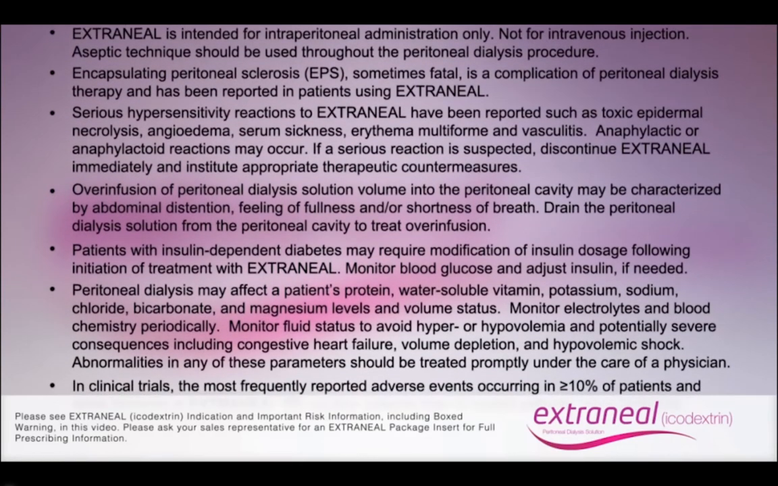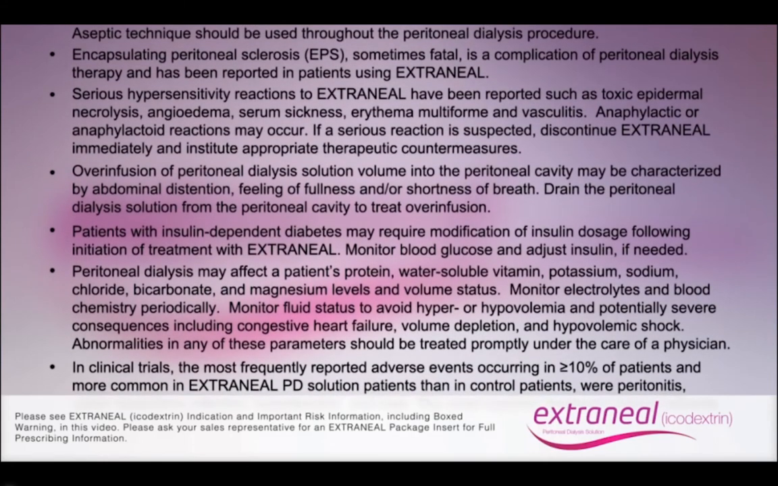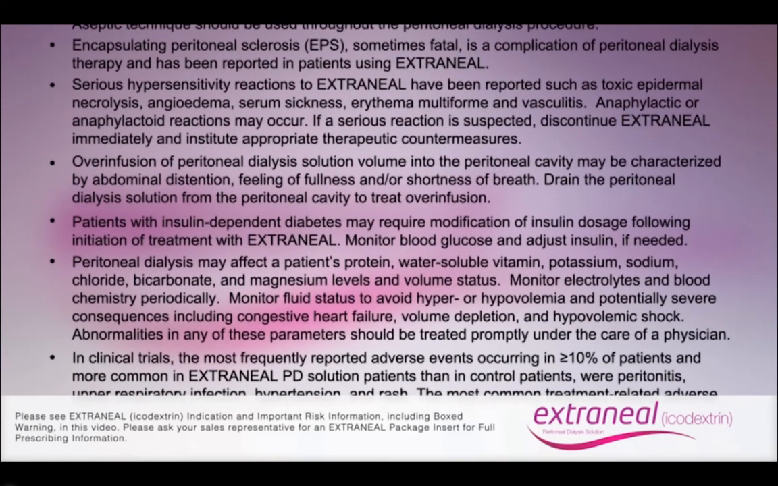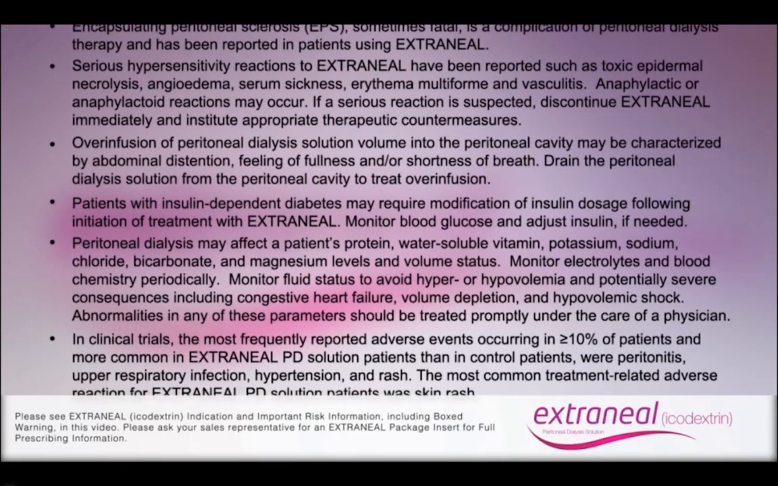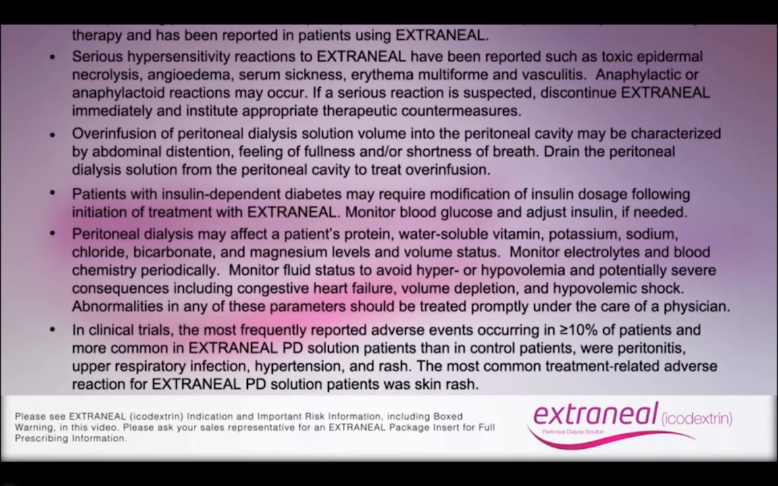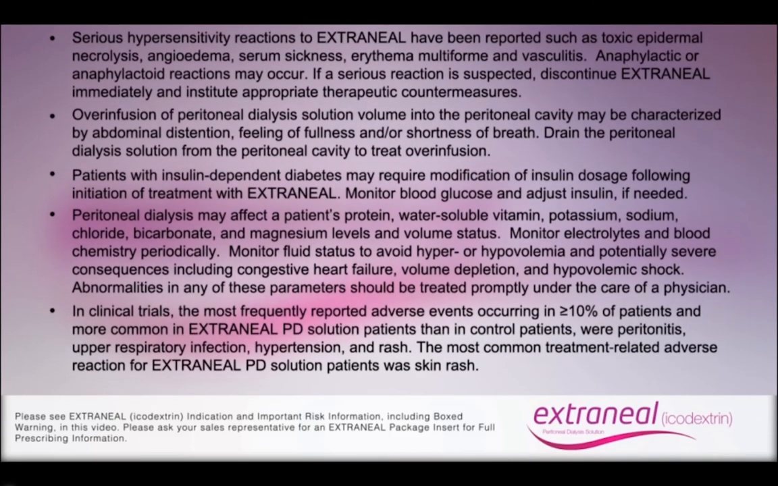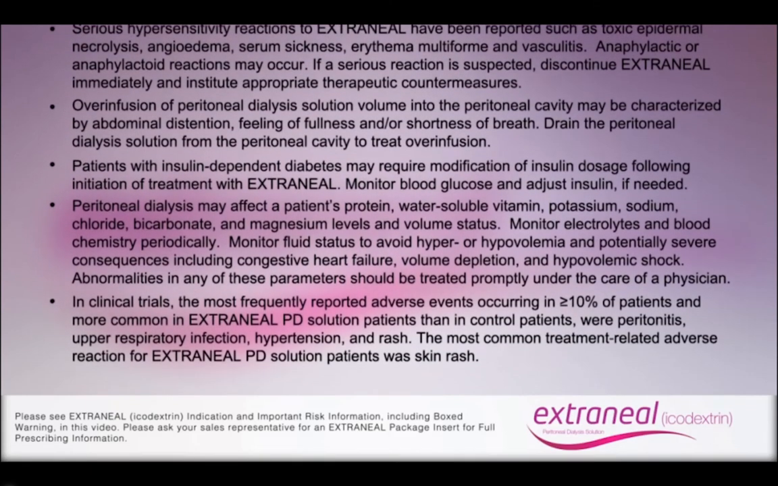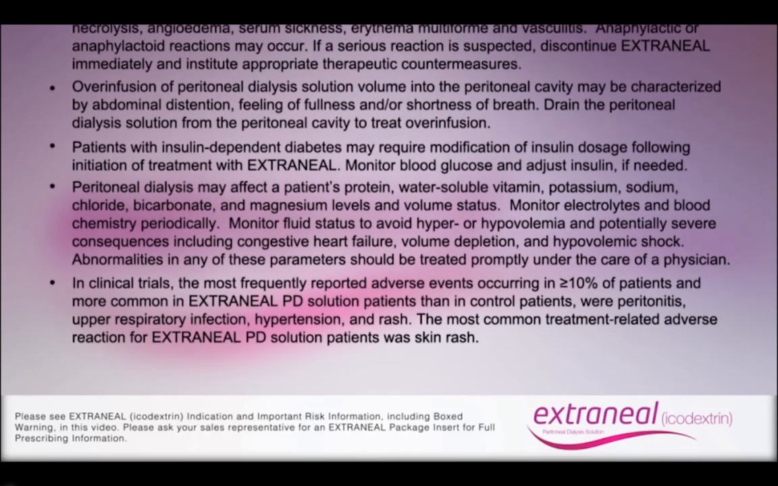Overinfusion of peritoneal dialysis solution volume into the peritoneal cavity may be characterized by abdominal distension, feeling of fullness and/or shortness of breath. Drain the peritoneal dialysis solution from the peritoneal cavity to treat overinfusion. Patients with insulin-dependent diabetes may require modification of insulin dosage following initiation of treatment with Extraneal. Monitor blood glucose and adjust insulin if needed.